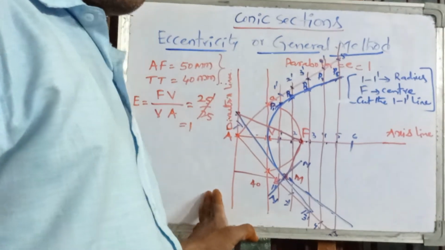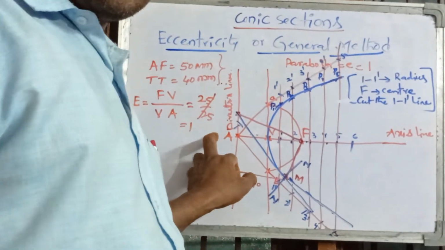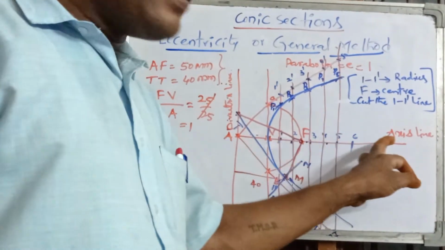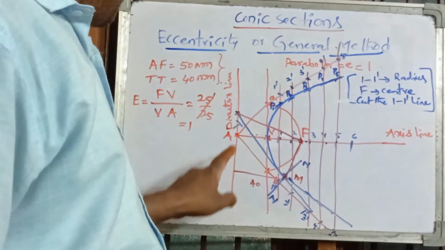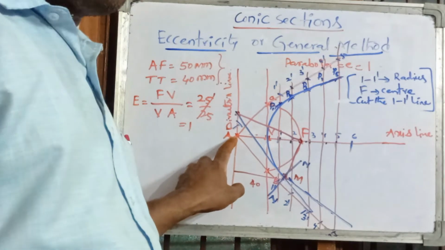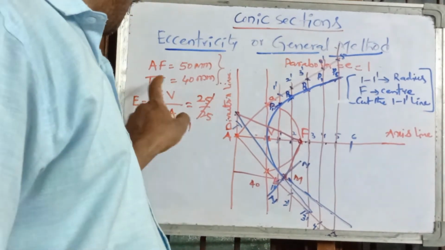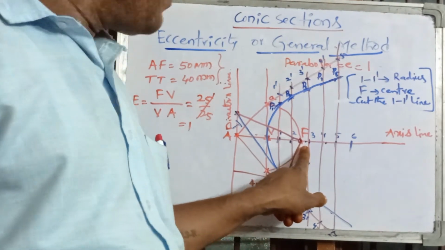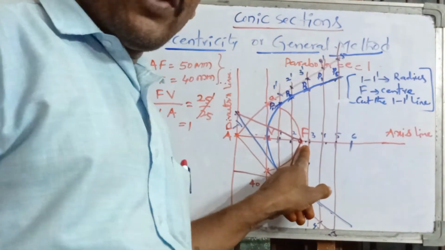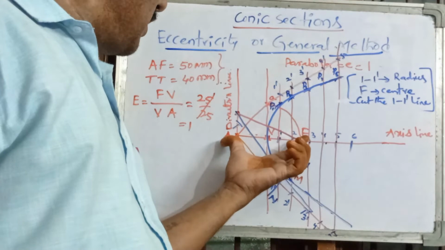Draw the vertical line. It is called the directrix line. And draw the horizontal line. It is the axis line. At the starting intersection point, mark the point named A. It is the directrix point. The directrix to focus distance is given as 50 mm, so take A to F as 50 mm. Mark these two points, A and F.